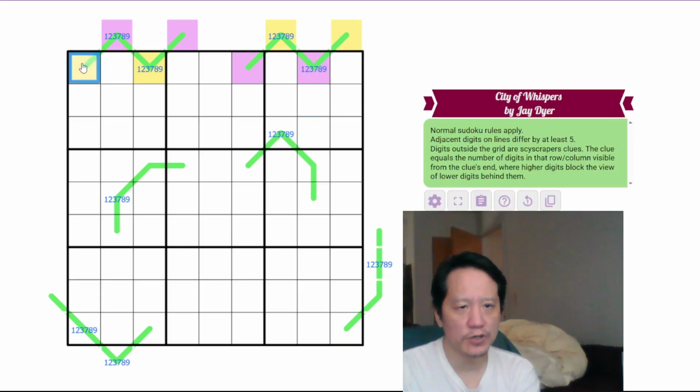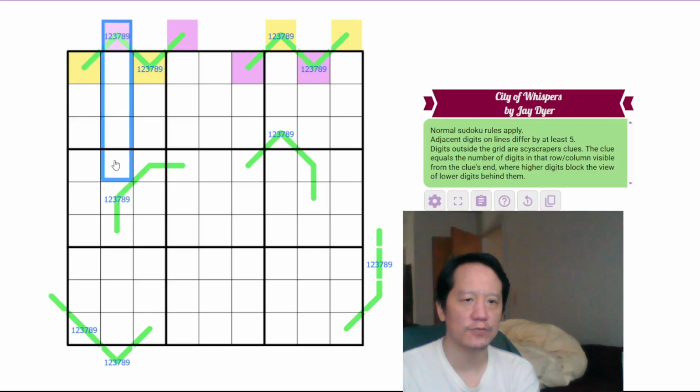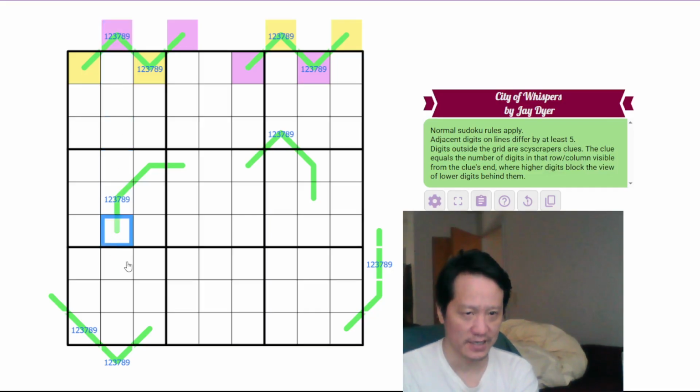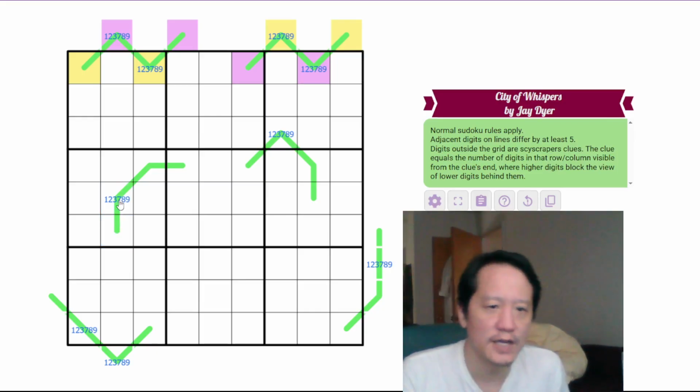If you have 4 here, that would force 9 to be here. So that would be 1, 2, 3, 4, 5. Okay, so this can never be 4 here. If that's 4, that forces 9 to be there. 1, 2, 3, 4, 5, 6. And this can't be 5 or 6. Can't be 5 here.